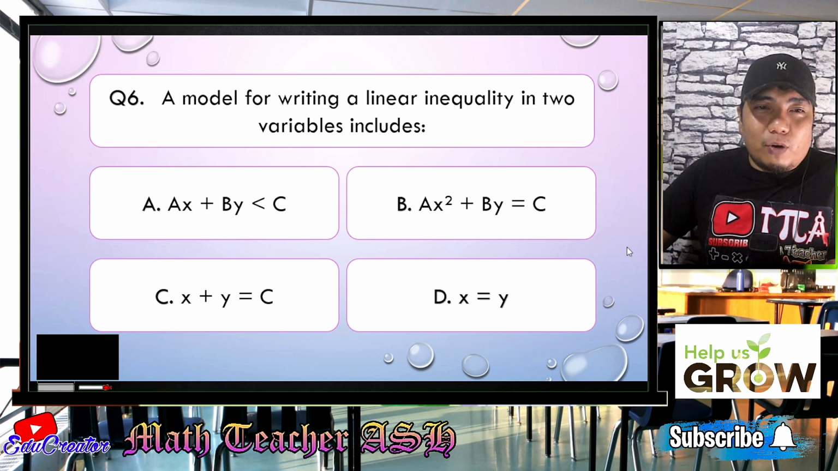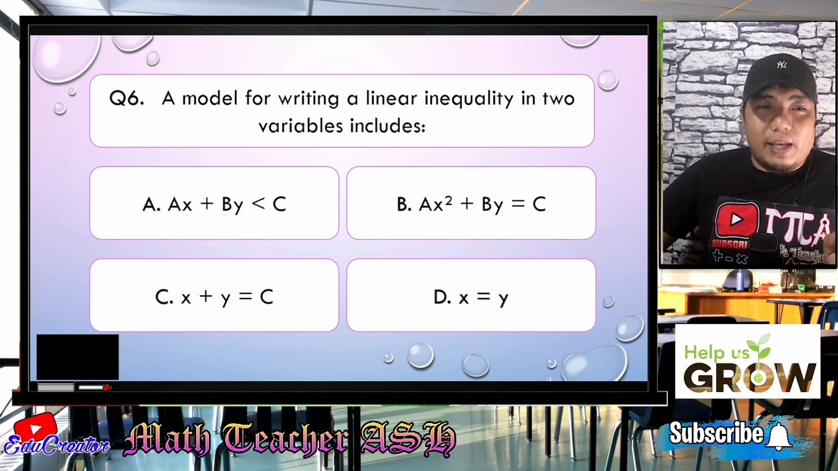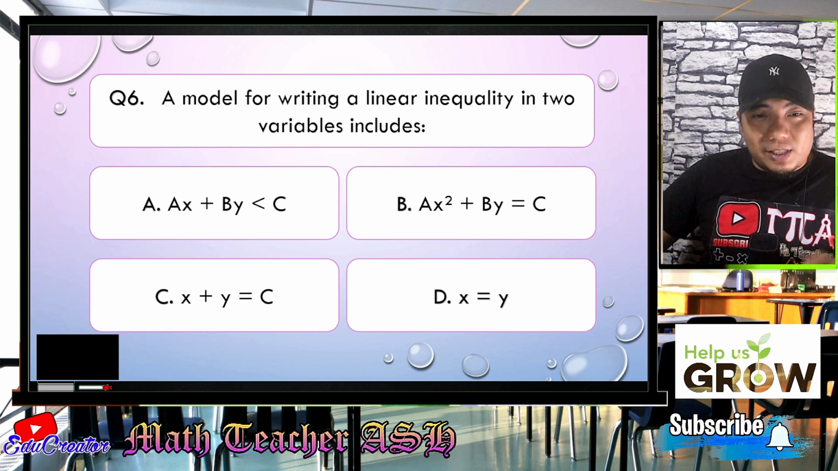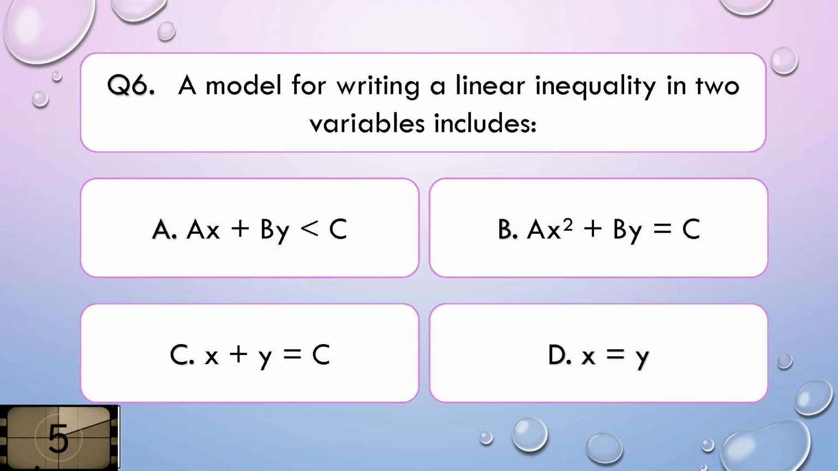A model for writing a linear inequality in two variables includes: A, ax plus by is less than c; B, ax squared plus by is equal to c; C, x plus y is equal to c; or D, x is equal to y. I'll give you 5 seconds to think about your answer.